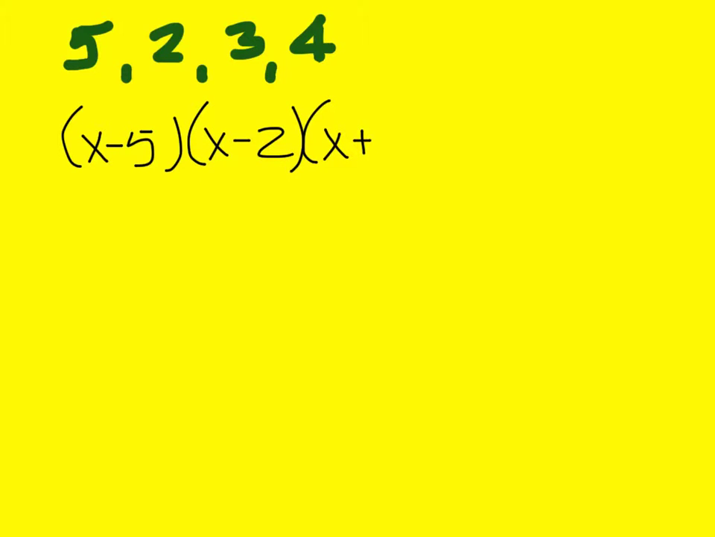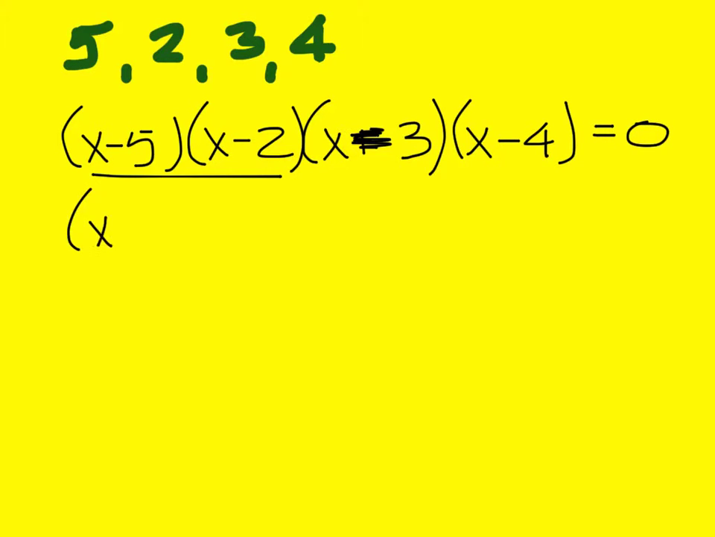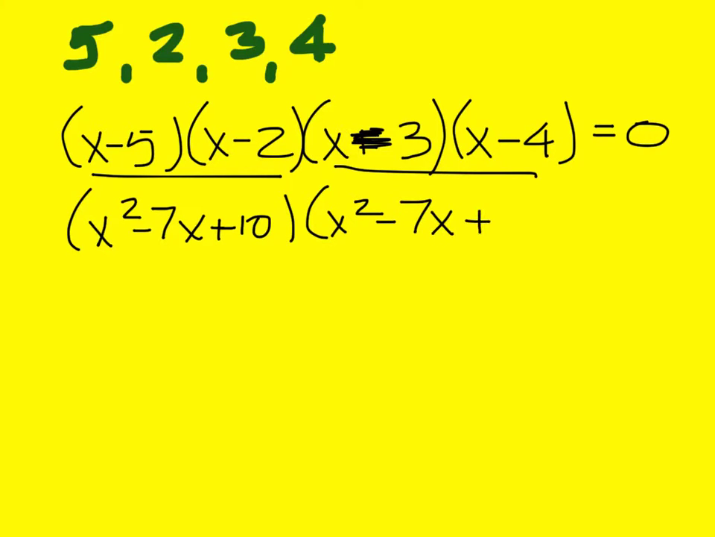For your setup, you should have x minus 5, x minus 2, x plus 3, not x plus 3, that is x minus 3, and x minus 4. If I multiply these two together, I get x squared minus 7x plus 10. And if I multiply these two, I get x squared minus 7x plus 12.